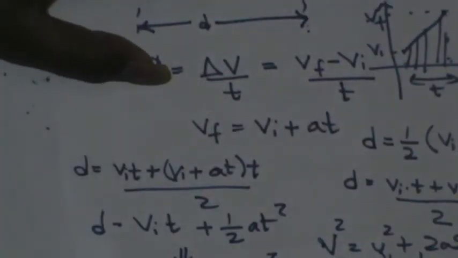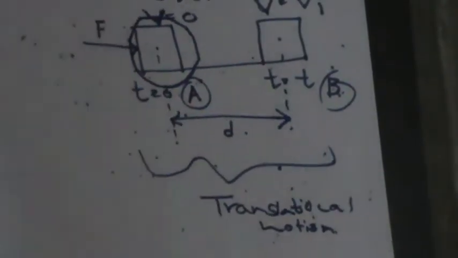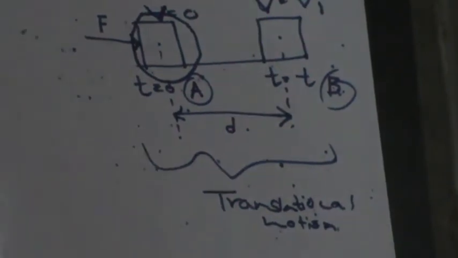Right? So those are the translational equations of motion, and now I am going to derive the angular equations of motion in a similar way. First I will write the translational equations of motion: V equals U plus AT, S equals UT plus half AT squared, V squared equals U squared plus 2AS, and S equals U plus V by 2, all times T. So these are the four linear equations of motion, and now we have to derive the angular equations of motion.